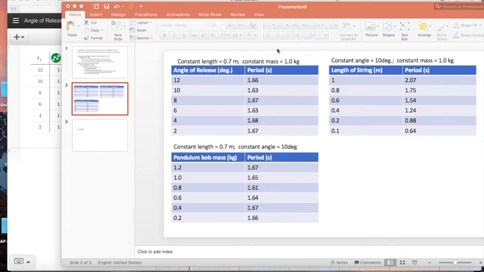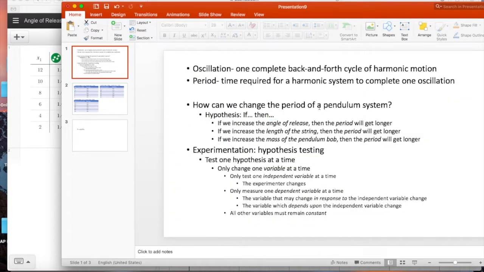We're going to look at a better way of analyzing this data rather than just glancing at numbers in a graph. And hopefully you guys know the best way of doing this and finding relationships between variables. Remember, that's the whole point of this experiment. The question we were asking was, how can we change the period of a pendulum system? We tested these 3 hypotheses. We're looking for if-then relationships. We're looking to model a relationship between variables.